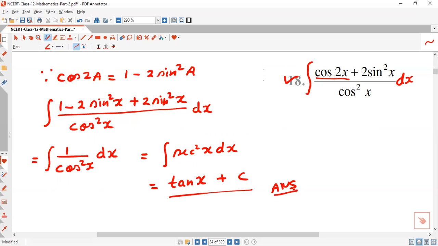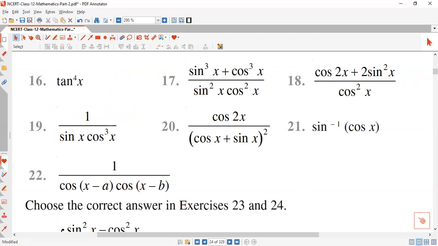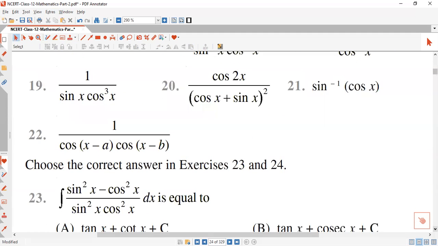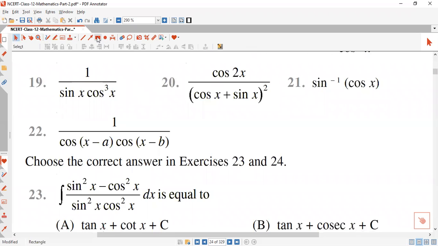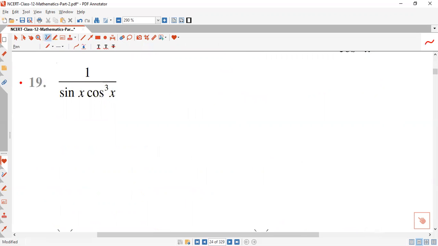Now, question number 19. You see this, the trigonometric function is given in the denominator: 1 upon sin x cos cube x. So what should we do here? Because of the cos cube x, we don't want the values in the denominator basically.